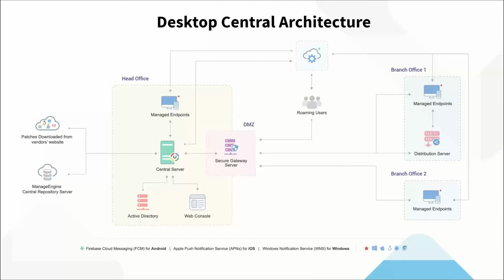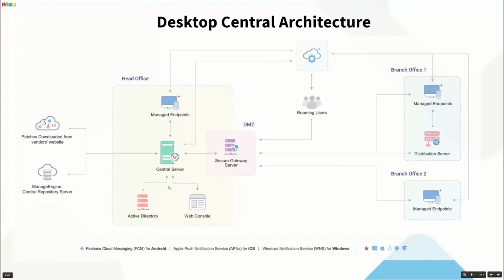The internet or the roaming users who are not connected by VPN, meaning your roaming users, can be managed securely through a secure gateway server. When it comes to remote locations, you can create branch offices and have a distribution server in each of your branch offices to better manage the bandwidth consumption in that remote location. So you can choose to have the machines communicate directly to Desktop Central or through a distribution server.